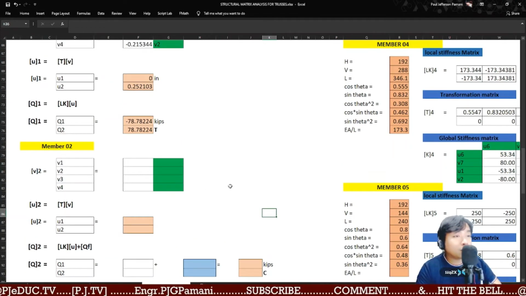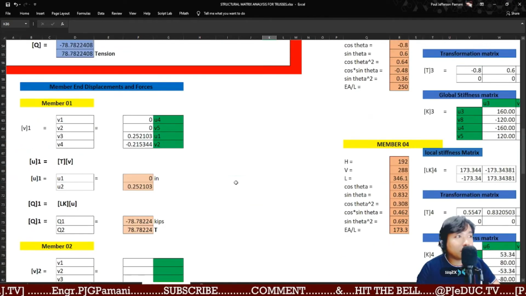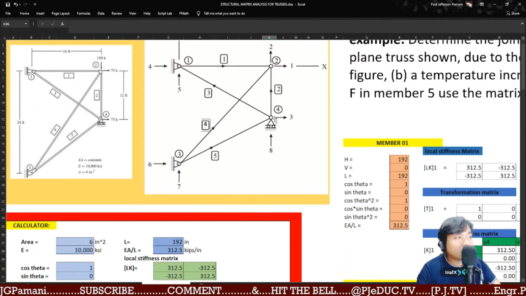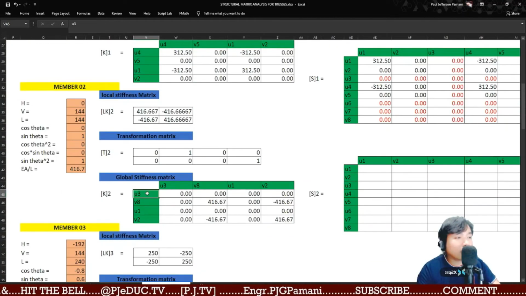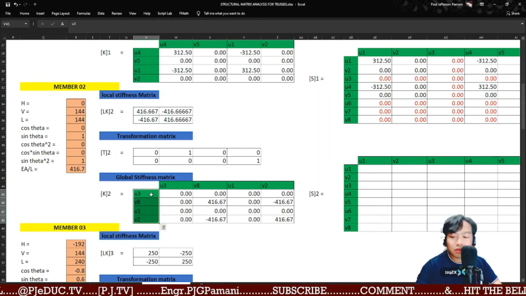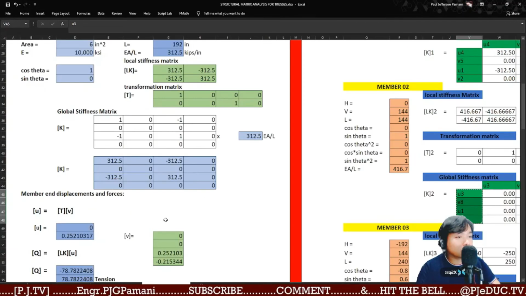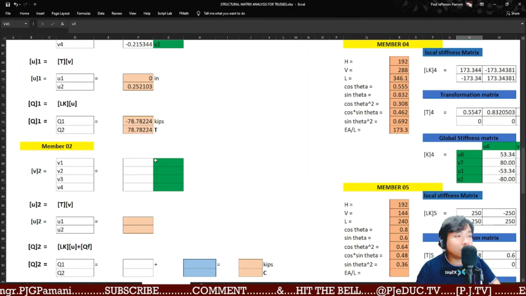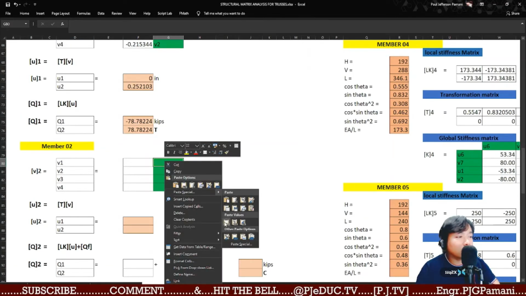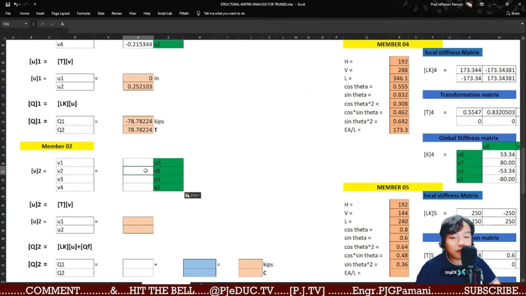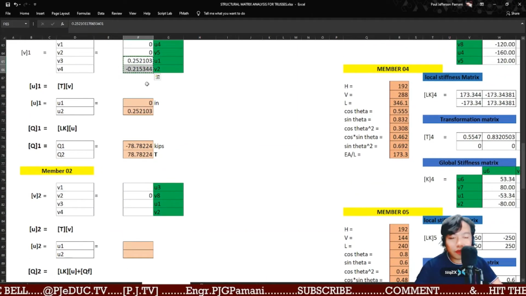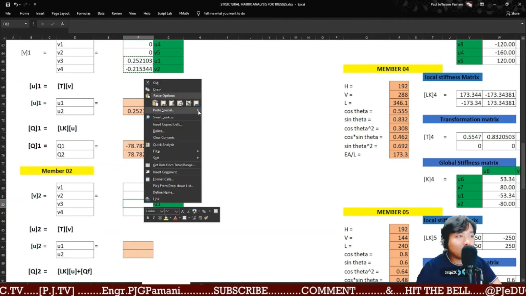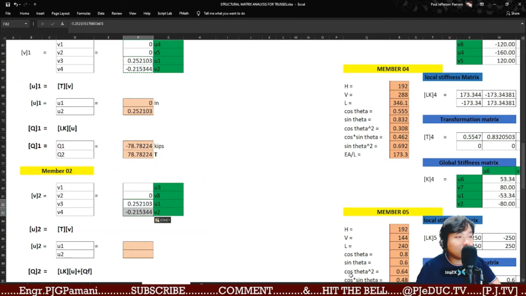So, what is your near-far node condition for member 2? Member 2 is node 4 to node 2. That is 3, 8, 1, 2. So, let's copy this. 3, 8. Member 2, 1, 2. So, is there a deflection at V8? None. We have computed the deflection at U1 and V2. So, copy only and paste the value only.